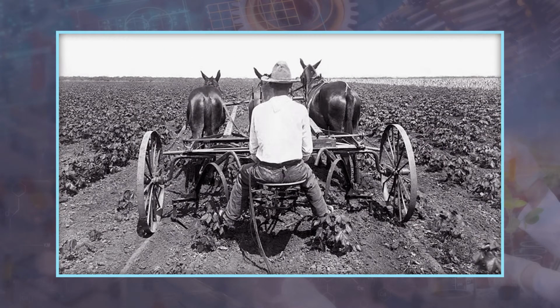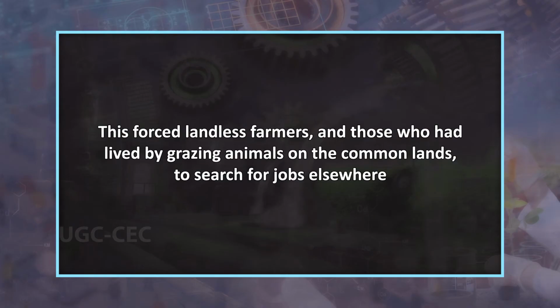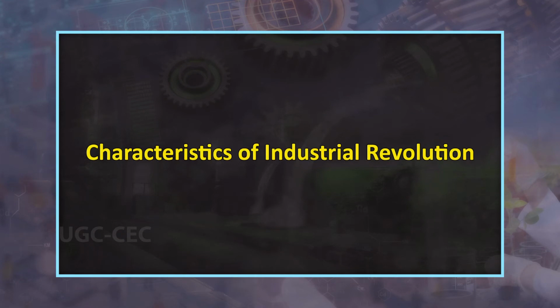In the 18th century, England had been through a major economic change, later described as an agricultural revolution. This was the process by which bigger landlords had bought up small farms near their own properties and enclosed the village common lands, thus creating very large estates and increasing food production. This forced landless farmers and those who had lived by grazing animals on the common lands to search for jobs elsewhere. Let us discuss some important characteristics of Industrial Revolution.